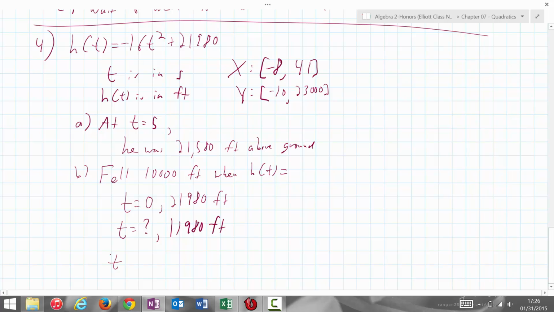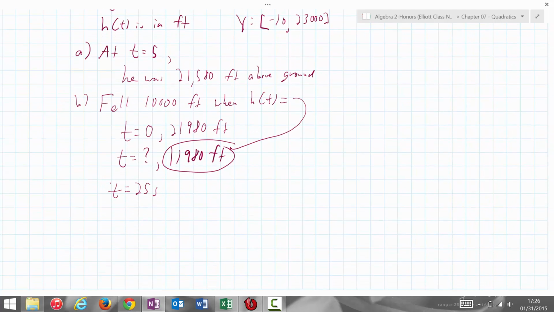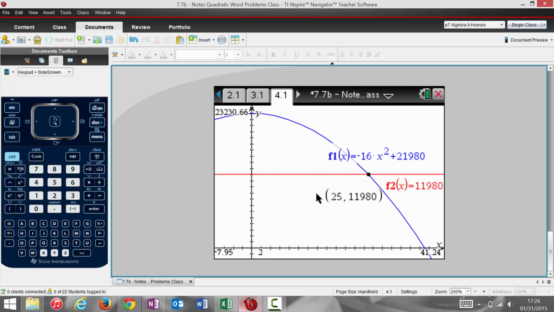I'll just write it as t equals 25 seconds, and we'll move on. And then this, I don't like leaving that hanging. That's what that was intended to be. C, how many seconds did it take him to fall 20,000 feet? So if he falls 20,000 feet, I want to know t equals what when h of t equals 1980 feet. So he's close to the ground, and then let's just graph that.